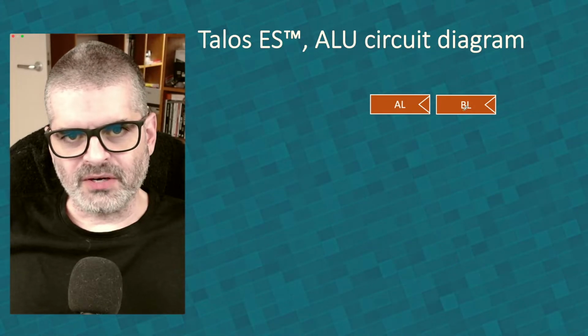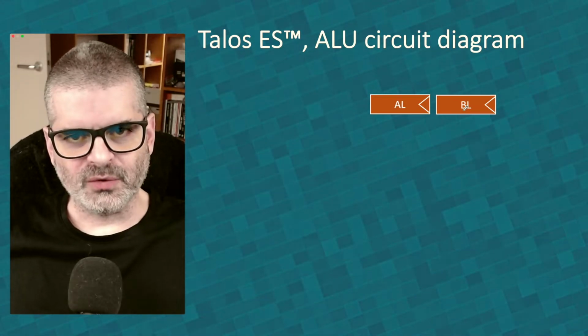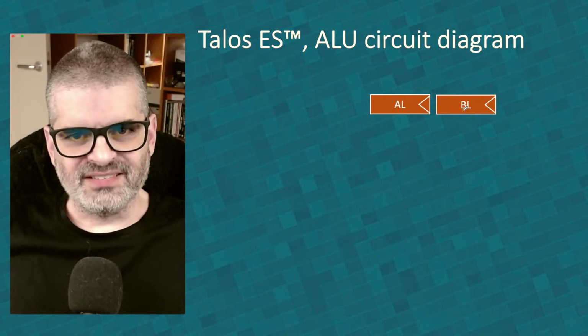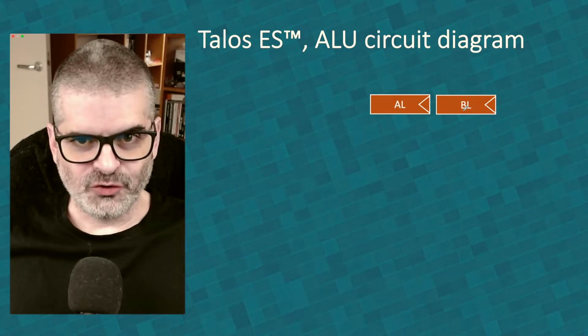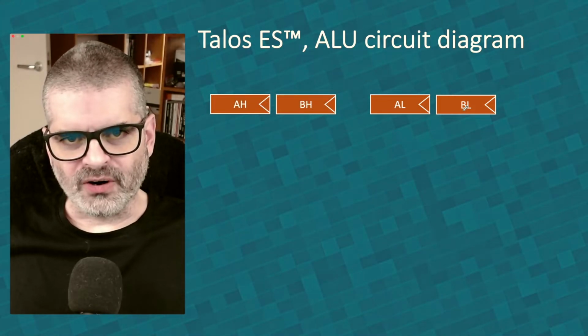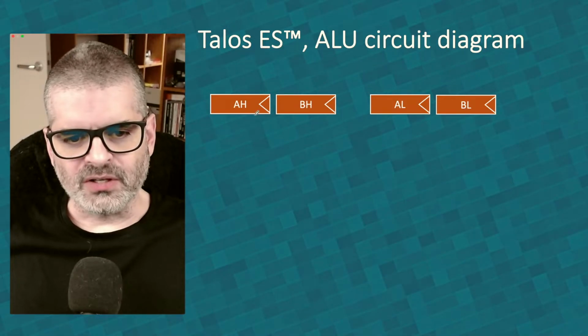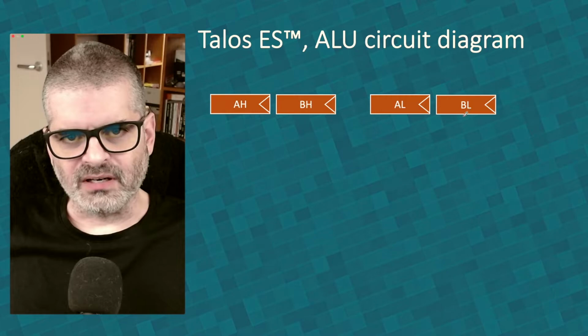But remember, we talked in a previous episode that I want this ALU to do not only 8-bit operations, but 16-bit operations as well. And for that, we would need at least two 16-bit registers. So we add two more 8-bit registers. We can call them A high and A low, B high and B low.